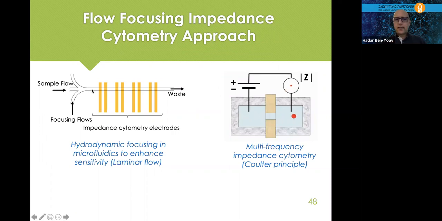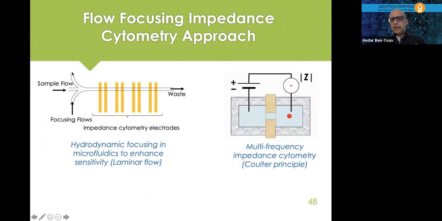So cells are flowing on top of pairs of electrodes. And whenever they go on top of them, the impedance changes between the electrodes. We have four of these here. You can see how you can measure the changing impedance when they flow here, and then when they flow over the second one, and the third one, and the fourth one, going to the waste.